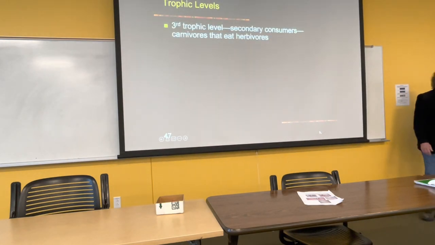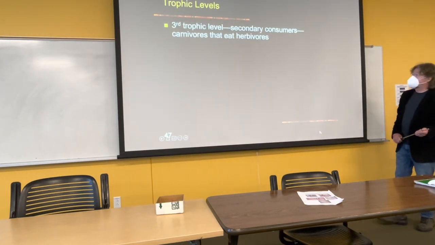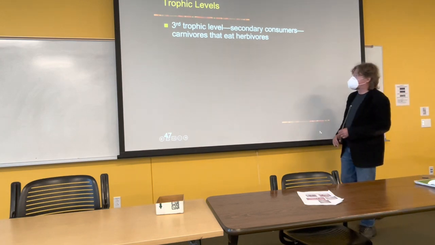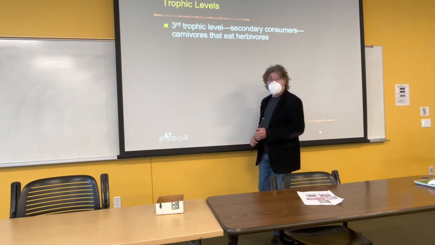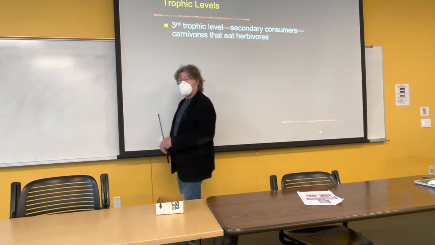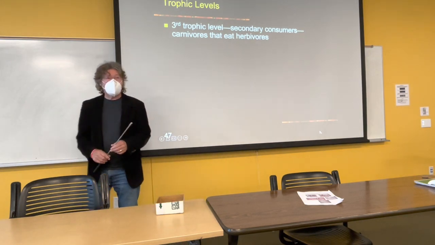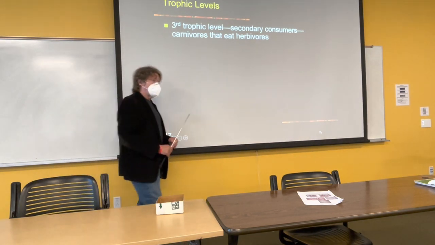Then the third trophic level consists of what are called secondary consumers. They're carnivores. They're the ones that eat the primary consumers, the herbivores, right?